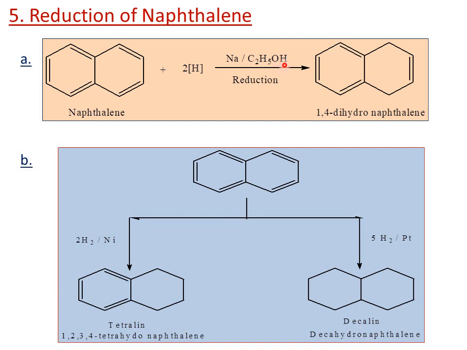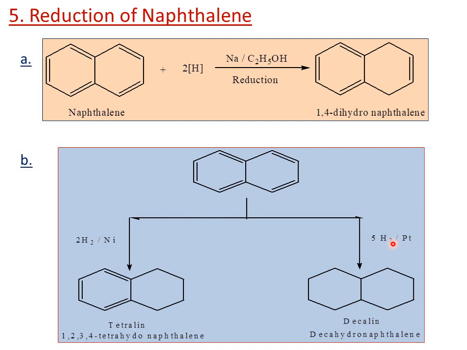1,4-dihydronaphthalene is the reduction product in the presence of sodium and ethanol. Suppose we increase the reducing power to nickel and H2, and both double bonds present in the first ring get reduced and it is converted into tetralin. What is tetralin? 1, 2, 3, 4. Totally we are adding 4 hydrogens, at the first, second, third and fourth positions. So we can name the product 1,2,3,4-tetrahydronaphthalene.